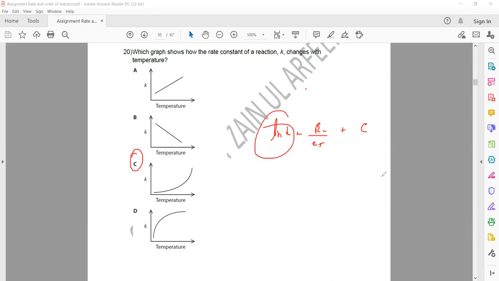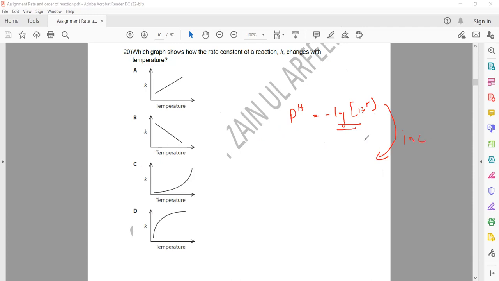Because ln K is involved with T, it means there's an exponential change in K. Is it clear? But according to this equation, shouldn't it be inversely proportional? No. What happened in mathematics with ln, if you have studied this formula: pH is equal to minus log of hydrogen ion concentration. Whenever logarithm is involved, if hydrogen ion concentration is increasing, the pH will decrease.